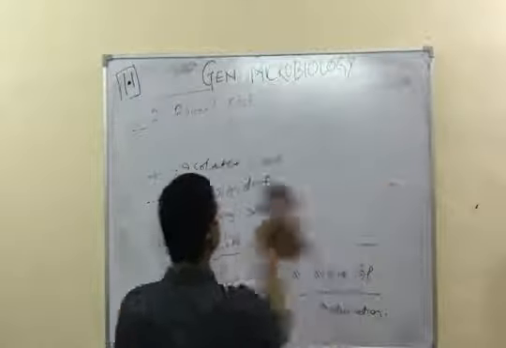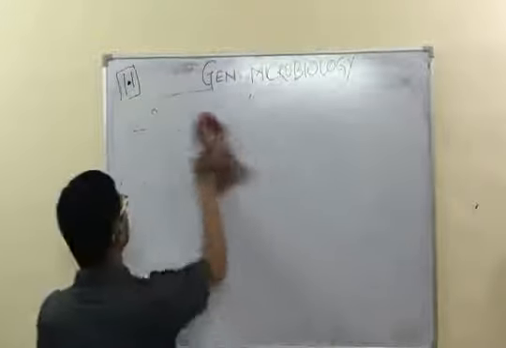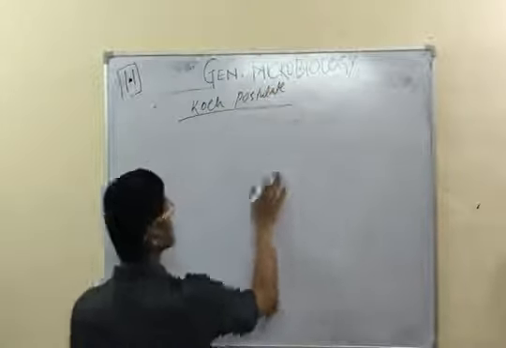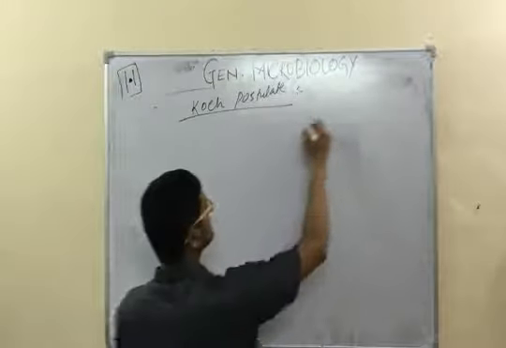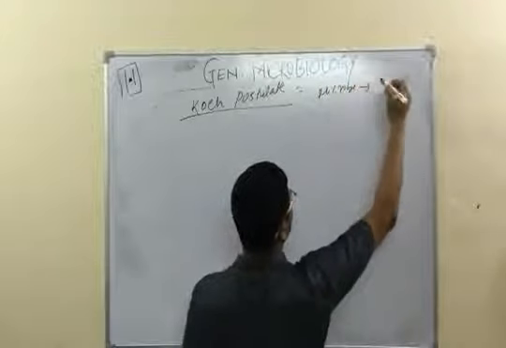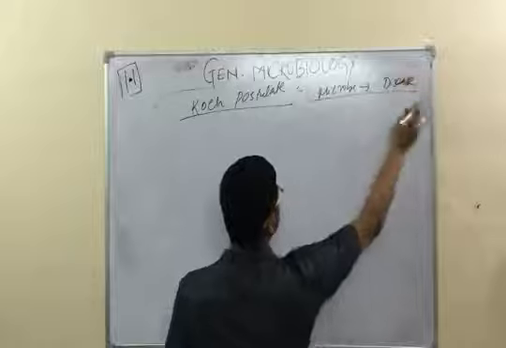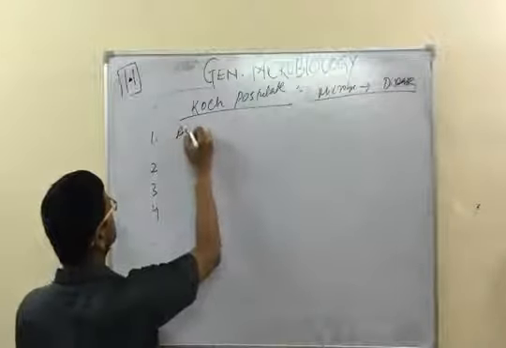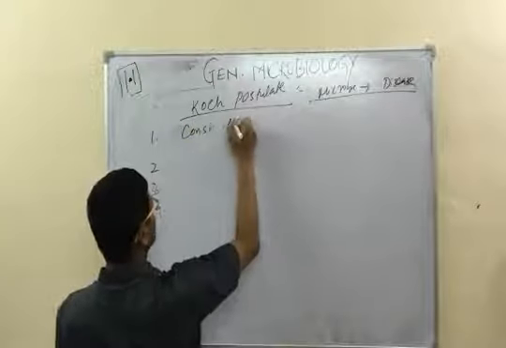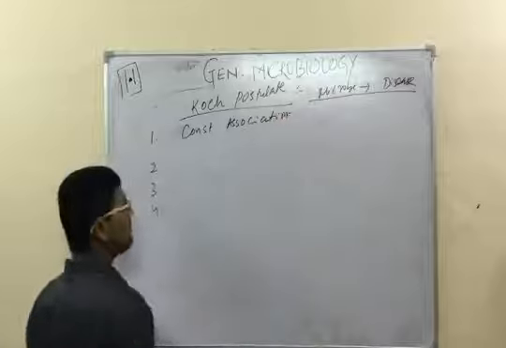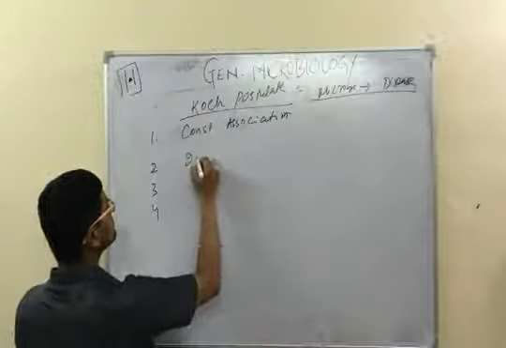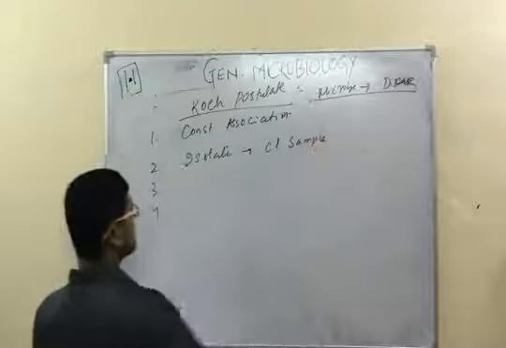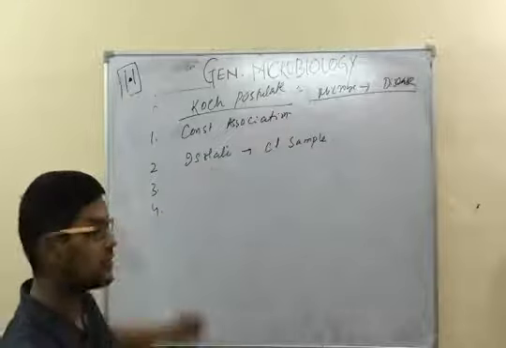What is Koch postulate? Koch postulate was the most important contribution of Robert Koch. Koch postulate tells about the association of a bacteria with a disease. It says that a microbe is said to be the causative agent of a disease if four criteria are fulfilled. The first criterion is that the microbe should be constantly associated with the disease. Second, from the clinical sample of the patient, you should be able to isolate the microbe.